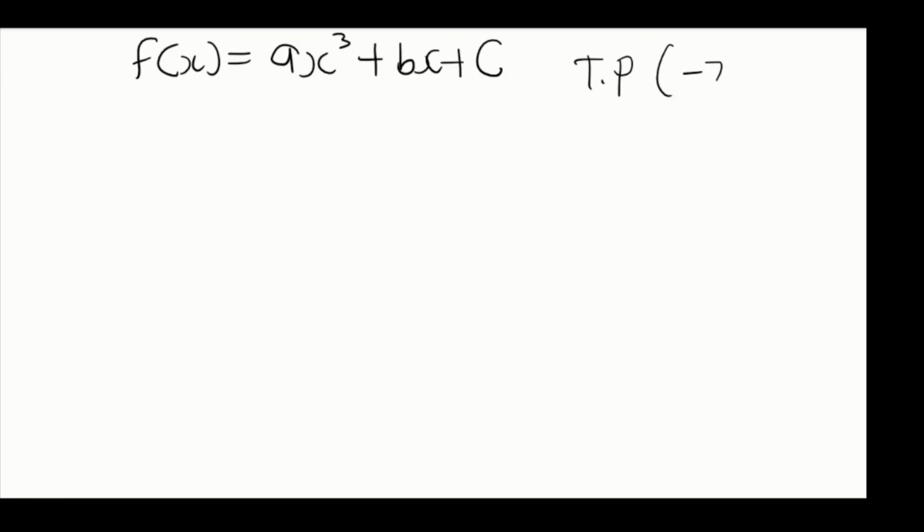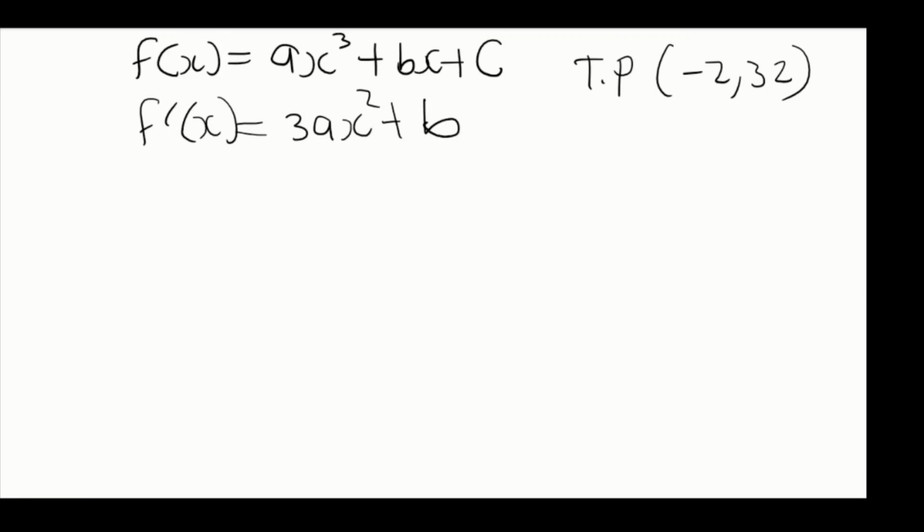So the first thing we're going to do is write our f(x), which is equal to ax cubed plus bx plus c. And because we are given the turning point, which is (-2, 32), it is the point D, so we have to differentiate this cubic function. So it's going to be 3ax squared plus b. Then we're going to substitute this turning point here. Where there's x, we put -2. Where there's y, we put 32.